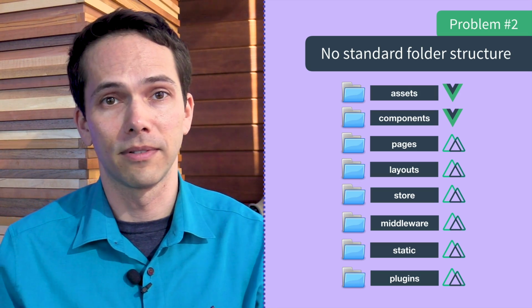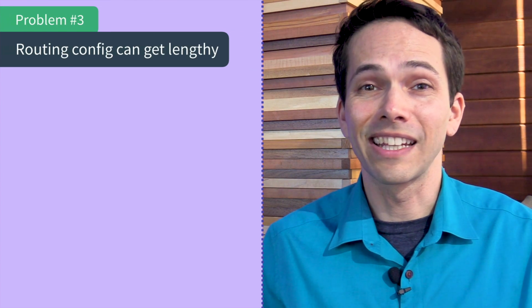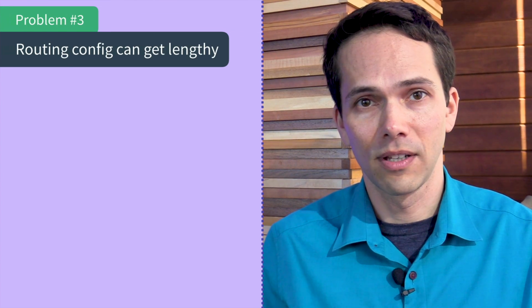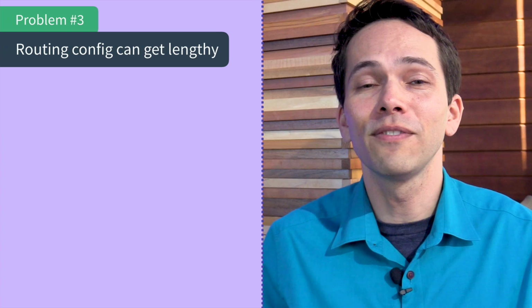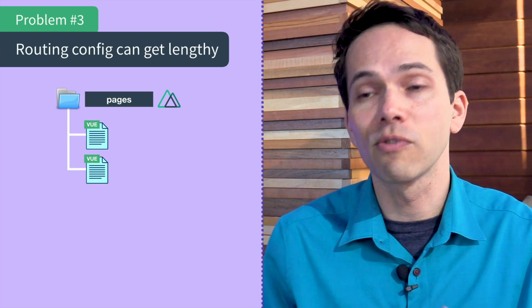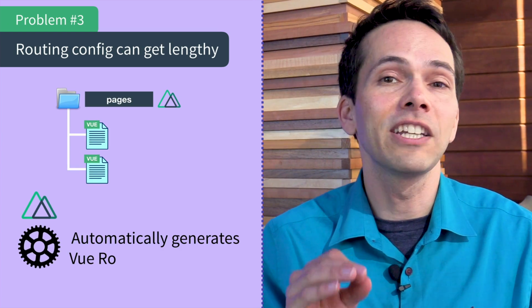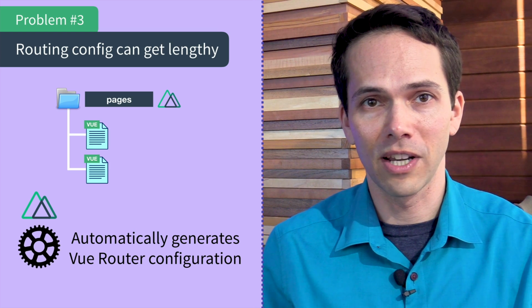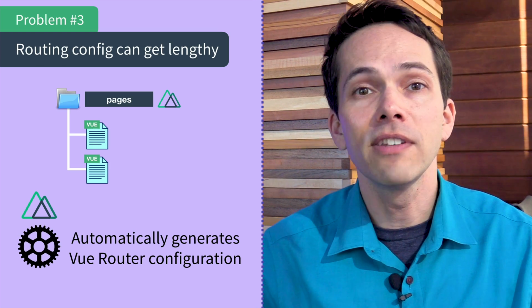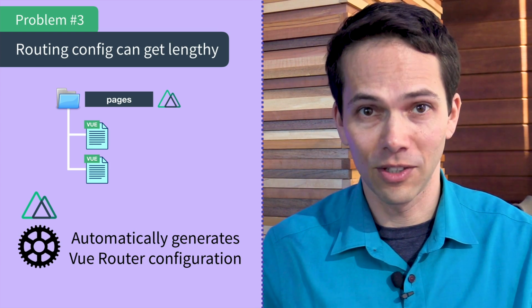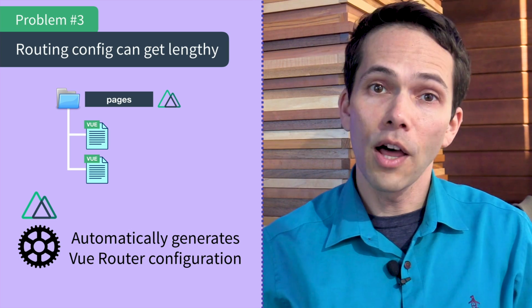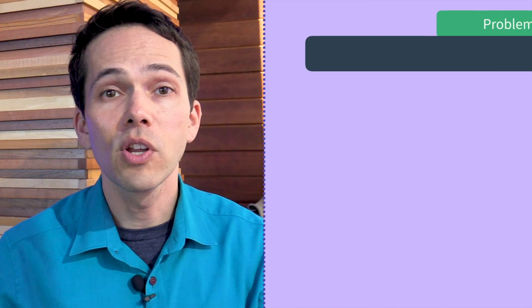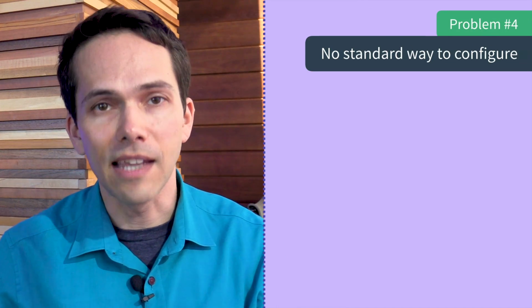Routing configuration can get lengthy in a big Vue application. With Nuxt, you simply place your single file Vue components in the pages directory, and Nuxt automatically generates your routes with zero configuration. This is just one more example of how Nuxt gives you the pre-configuration you need to create production-ready Vue applications. Otherwise, with big applications, there's no standard way to configure all things together.